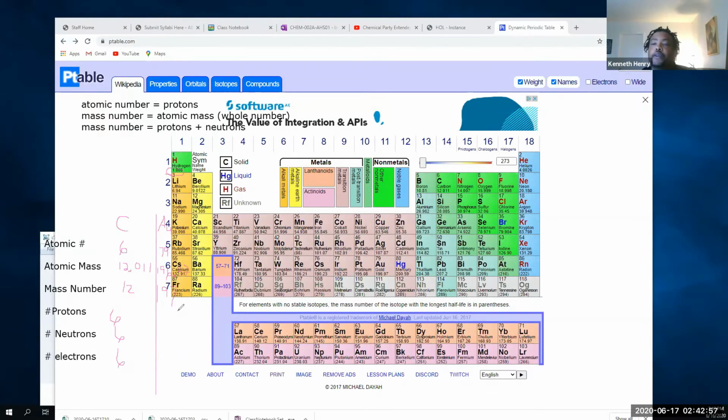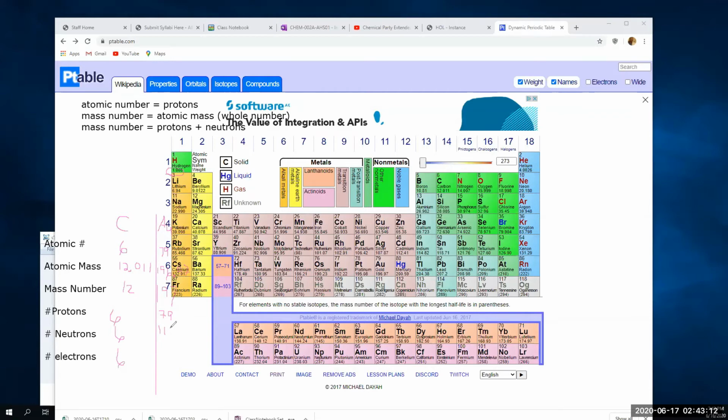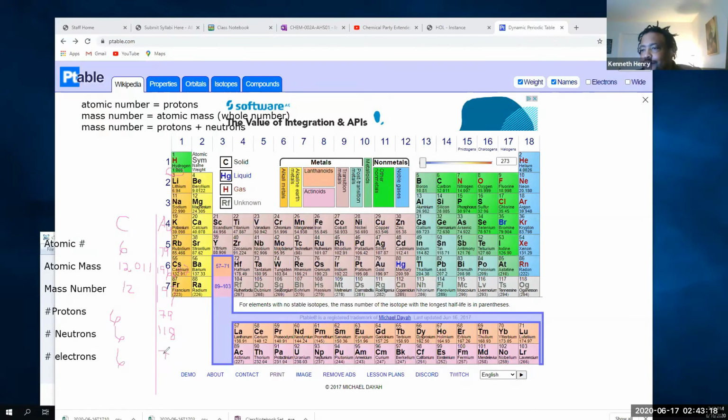Number of protons? 79. Number of neutrons? 118. Number of electrons? 79. Piece of cake? Yes. So it's just adding and subtracting, right?